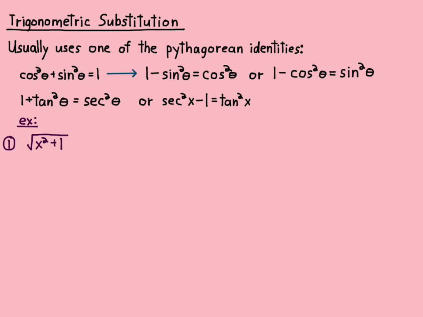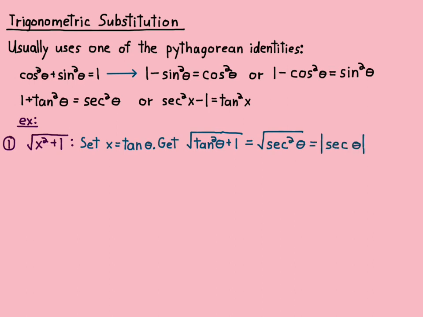So, for example, the square root of x squared plus 1. In the trig substitution, you could set x equal to tangent theta. Then you get the square root of tangent squared theta plus 1, which is the square root of secant squared theta, and that's the absolute value of secant theta. If you know that secant theta is positive, then it's just secant theta. So you've taken this algebraic expression and changed it to just a single trig function. So that would be a substitution.